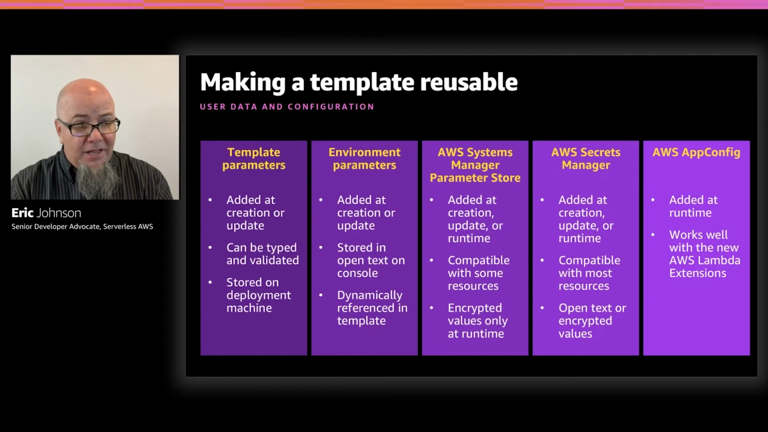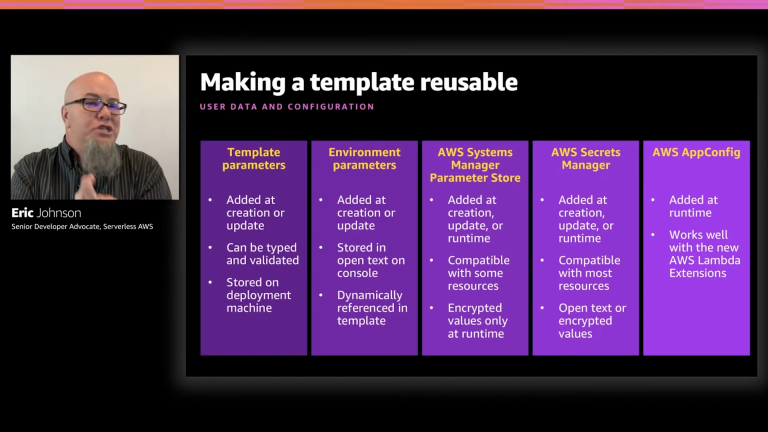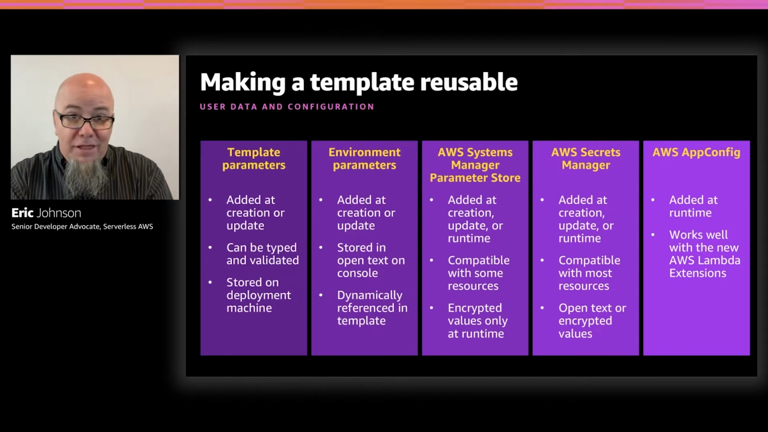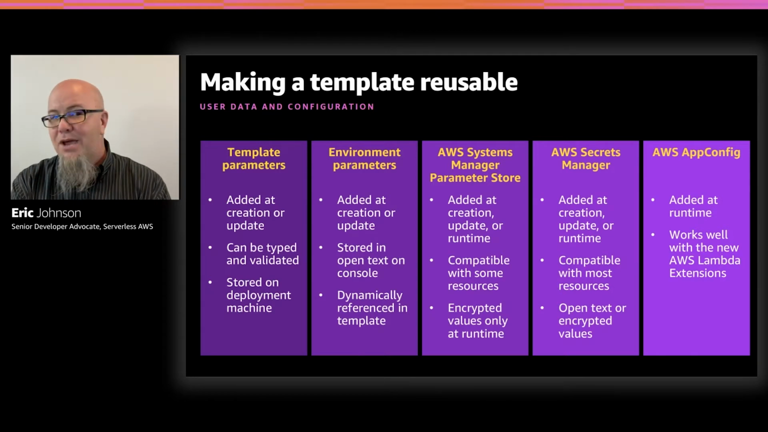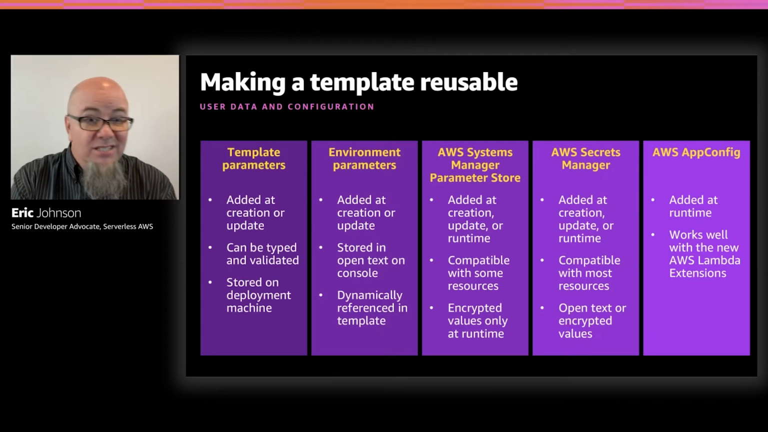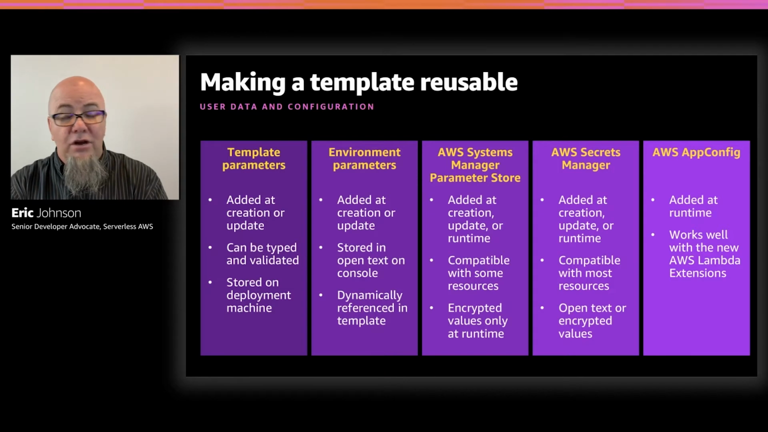They can be typed and validated. And they're stored on the deployment machine, so like the developer machine, whoever happens to be doing it, it's stored there or passed in. This isn't really where you want to keep your secrets. This is for simple things like, hey, what environment is this? Is this dev? Is this staging? If you need that kind of flag. Or very simple things, not secrets and passwords and such.